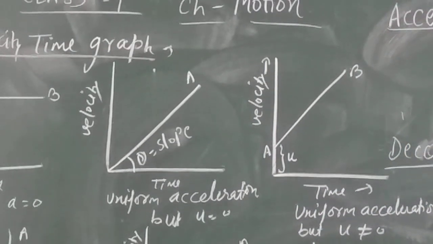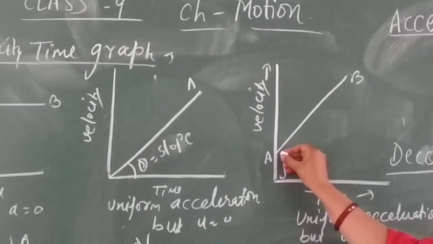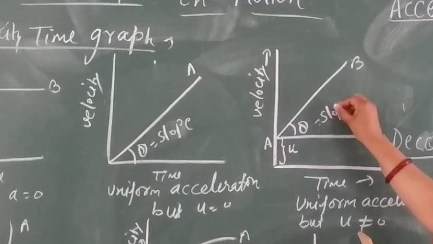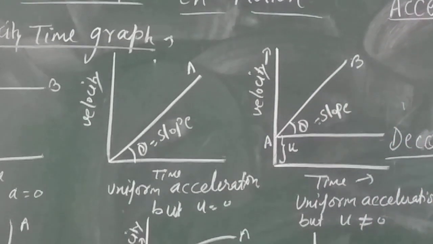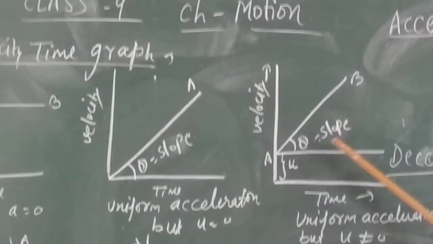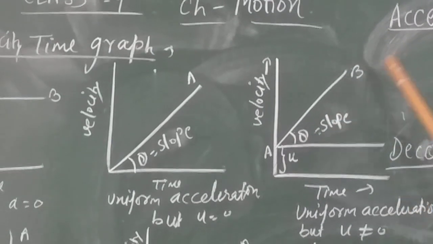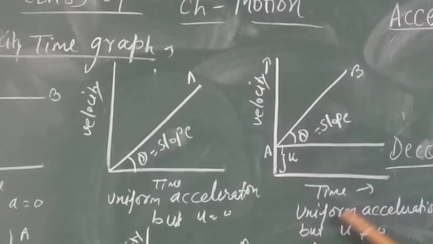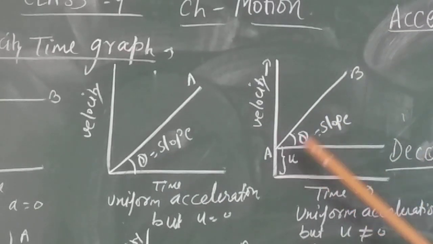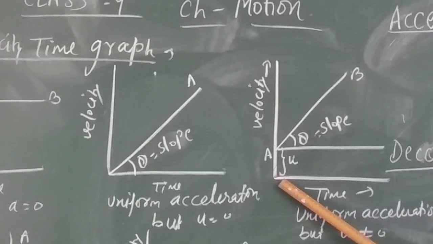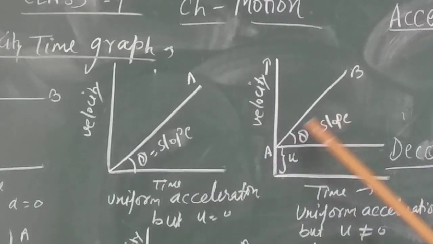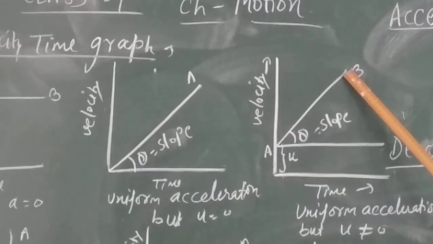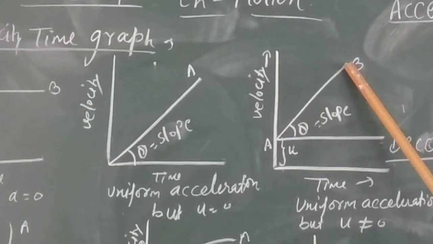In this graph, the slope of the graph represents the acceleration. Here we also have uniform acceleration, but u is not equal to 0 because the graph does not start from the origin, not from 0. This uniform acceleration shows that at every point between A and B we get constant acceleration.